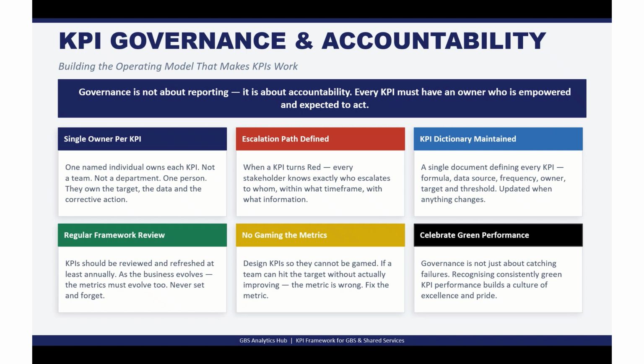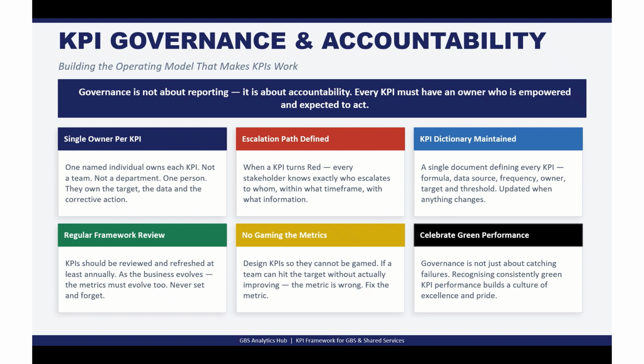Two, the escalation path being clearly defined. When a KPI turns red, every stakeholder knows exactly who escalates to whom, within what time frame, with what information. No confusion, no delay. Three, KPI dictionary maintained. A single document defining every KPI, its formula, data source, frequency, owner, target, and threshold. Updated when anything changes. Without this, different people will calculate the same KPI differently, and you end up arguing about the data instead of acting on it.